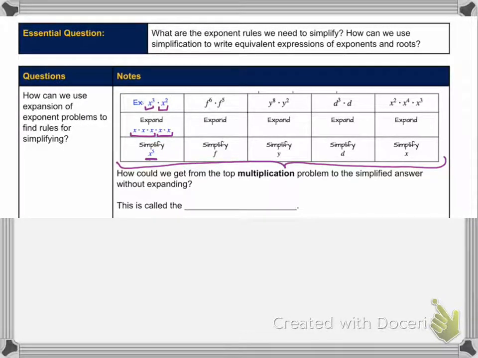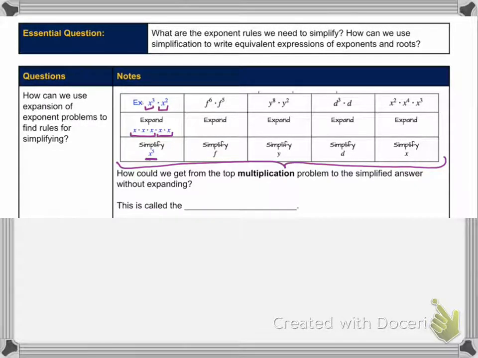Now, here's what you're going to do. There's going to be a question that pops up. Before you answer that question, I need you to fill out the rest of this table. If you need to hit pause quick, go ahead and do that. You're going to fill out the rest of this table, expanding out those next 4 problems, and then simplifying it down to just one expression. So hit pause, do that, and then answer the question before you start watching again.